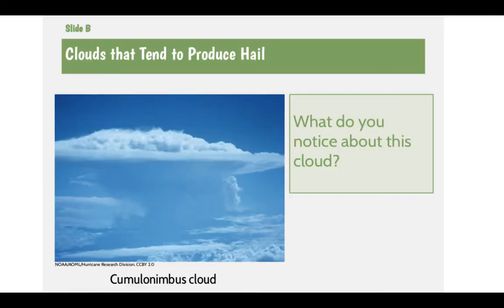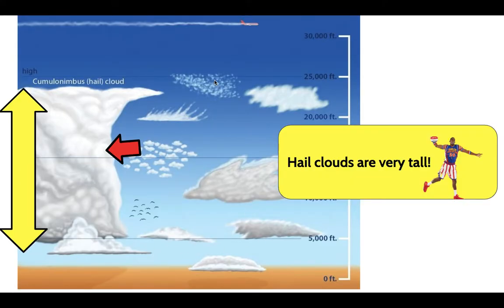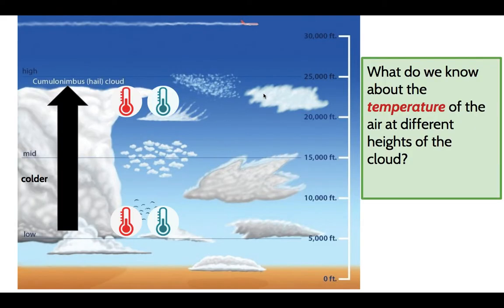This is a hail cloud. It's easier to notice what's different about a hail cloud if you compare it to other types of clouds. You probably noticed that hail clouds are very tall and also very high.